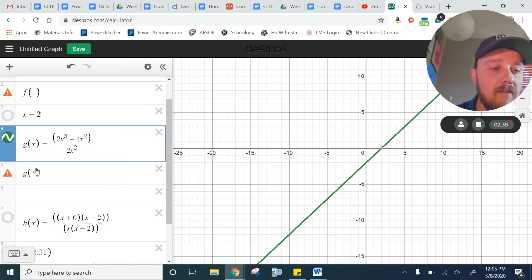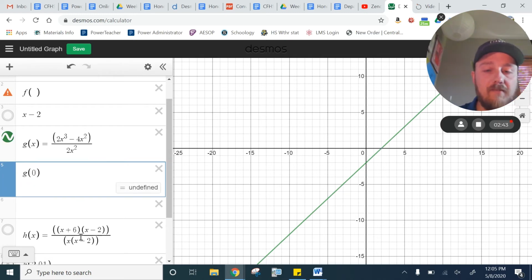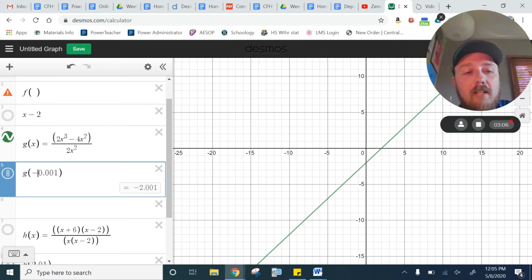So if I say g of 0, my value, it says right here, is undefined. If I put 0.001, it's really close to -2. Or if I go negative 0.001, it's giving me -2.001. So we can kind of confirm this graphically. Our goal is to see if we can get this algebraically to show that our limit is -2.